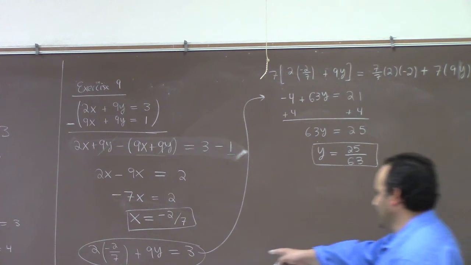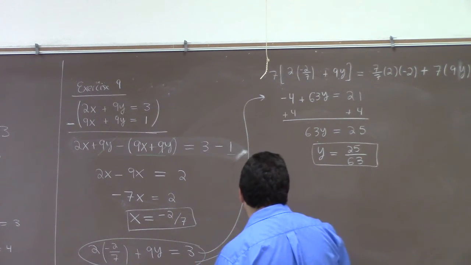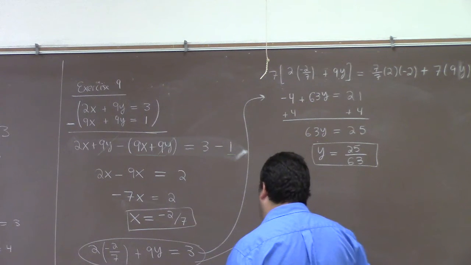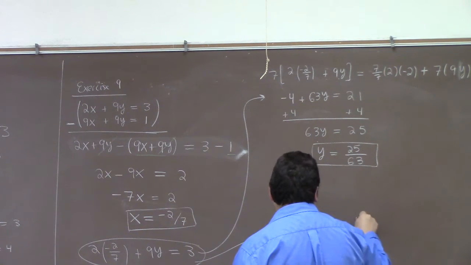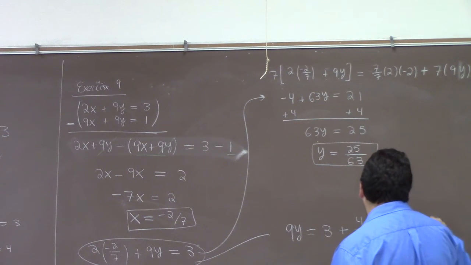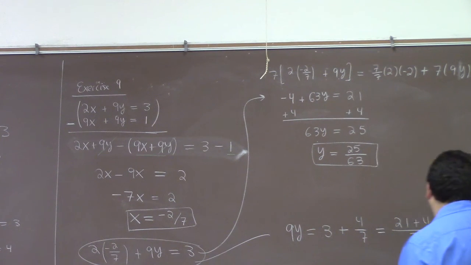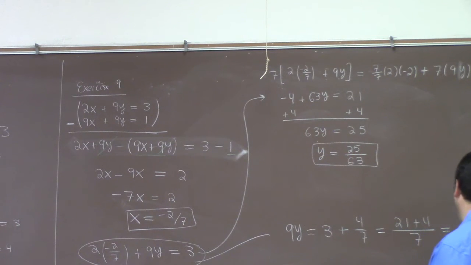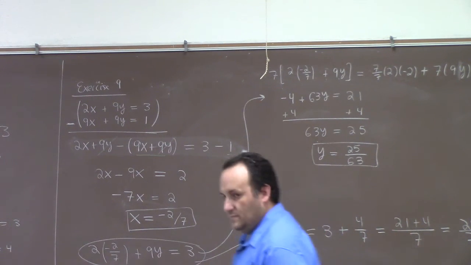Oh, could I solve it like this directly? Yeah, sure. 9y is equal to 3 plus 4/7, right? Which is 21 plus 4 over 7, which is 25 over 7. So that tells me that y is equal to 25 over 7 times 9, which is otherwise known as 25 over 63. That just made so much stuff simpler for me.